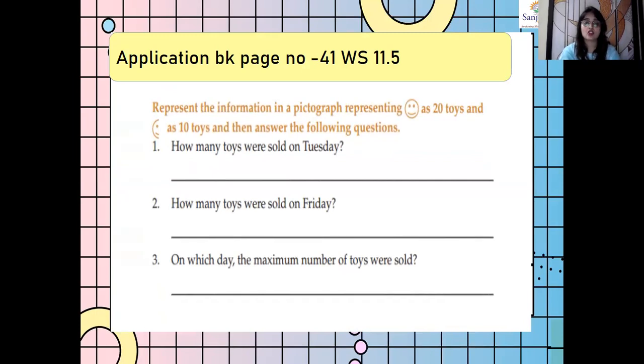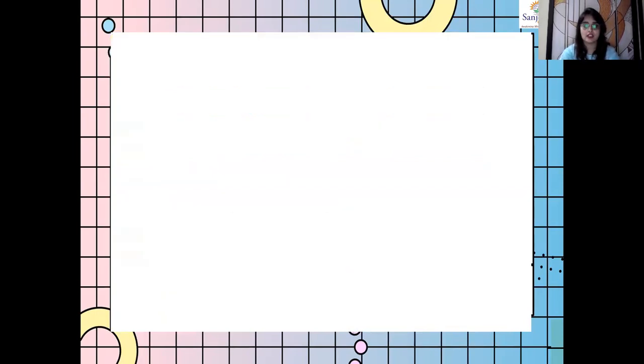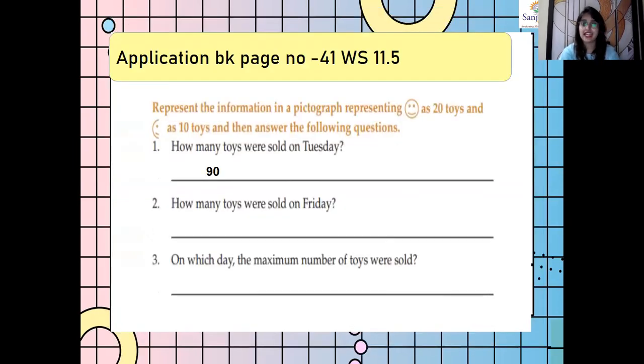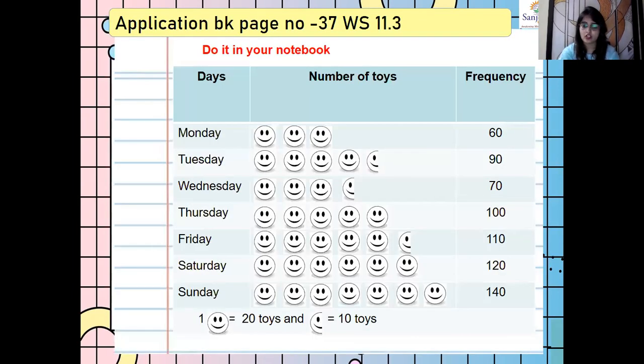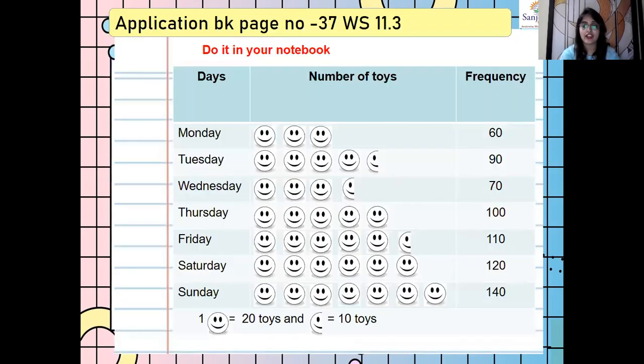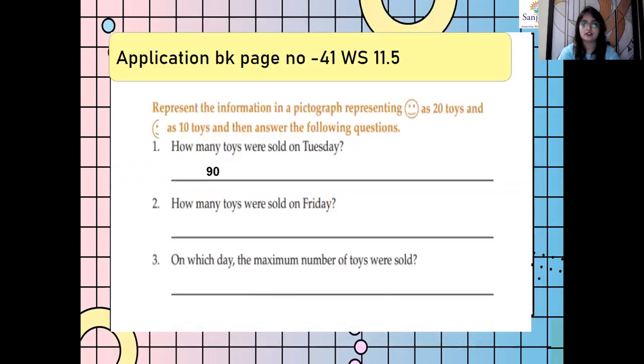Okay, look at the first question. How many toys were sold on Tuesday? Look at Tuesday. How many toys were sold? That is 90. Okay. How many toys were sold on Friday? Friday, how many toys were sold? 110. On which day the maximum number of toys was sold? Where can you see, children, the maximum number of toys sold? The highest number is 140. That is on Sunday. So on Sunday, the maximum number of toys were sold.